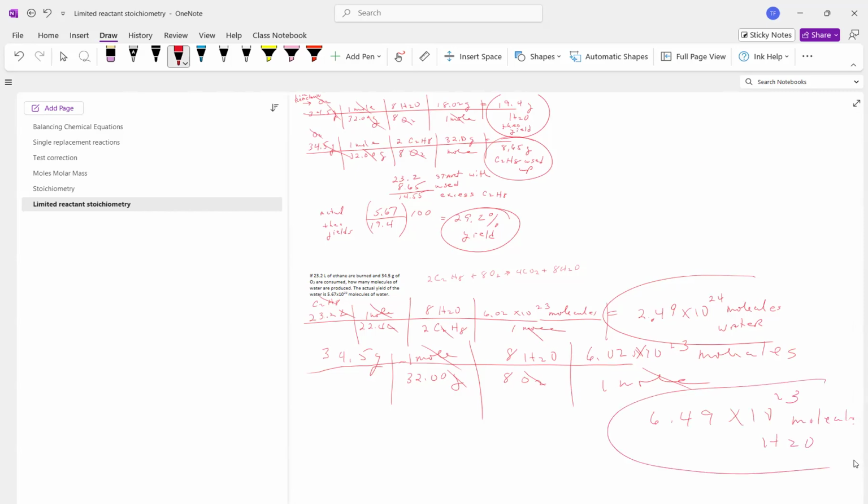Okay, so what's the limiting reactant in this problem? Ethane or oxygen? Oxygen, 23 versus 24. Okay, so oxygen is the limiting reagent. So if we totally burn up O2, how much of that ethane is burned?